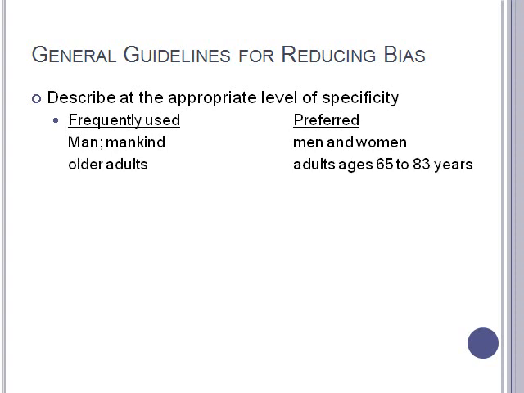Older adults, again, implies that they're all kind of the same. And it's not, you need to specify whatever age range you're talking about. It could be adults ages 65 to 83, ages 65 to 75. Whatever you're talking about, be specific about that, because there are important differences among individuals of different age groups. They aren't all the same.